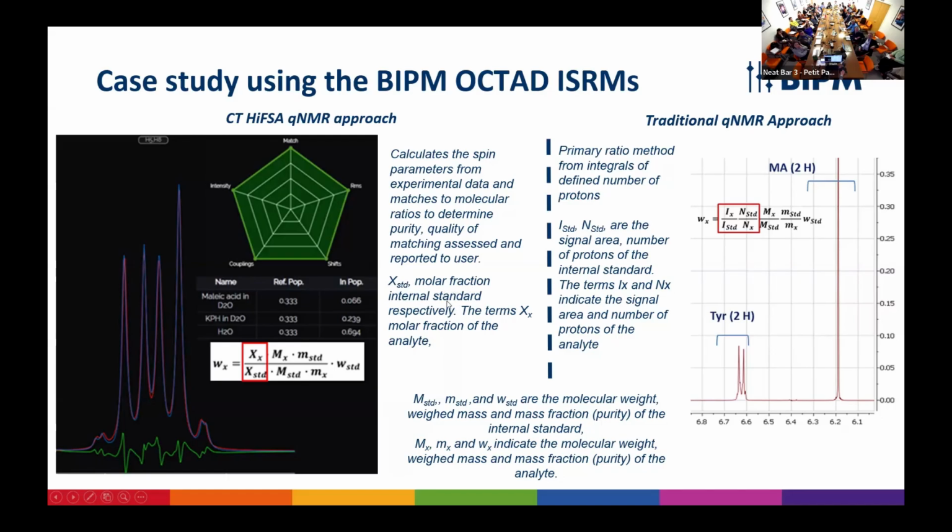But the main thing to know is the molar fraction internal standard is looking here. So that's looking at the ratios of these to each other. What is the ratio of one to the other? If we look at the maleic acid and D2O ratio compared to the KHP and D2O, we can then determine the purity standard from this calculation here. Then when we look at the traditional method, this is looking more at the integral and the number of protons, and it uses the same elements of the equation to get the final value. So this is showing the different methods used and how there is a bit of variability there, which has to be considered.